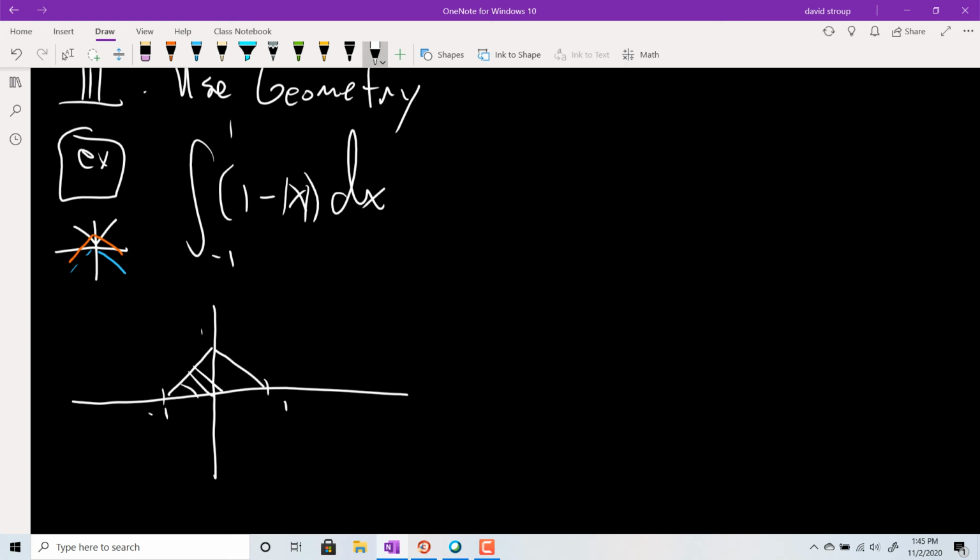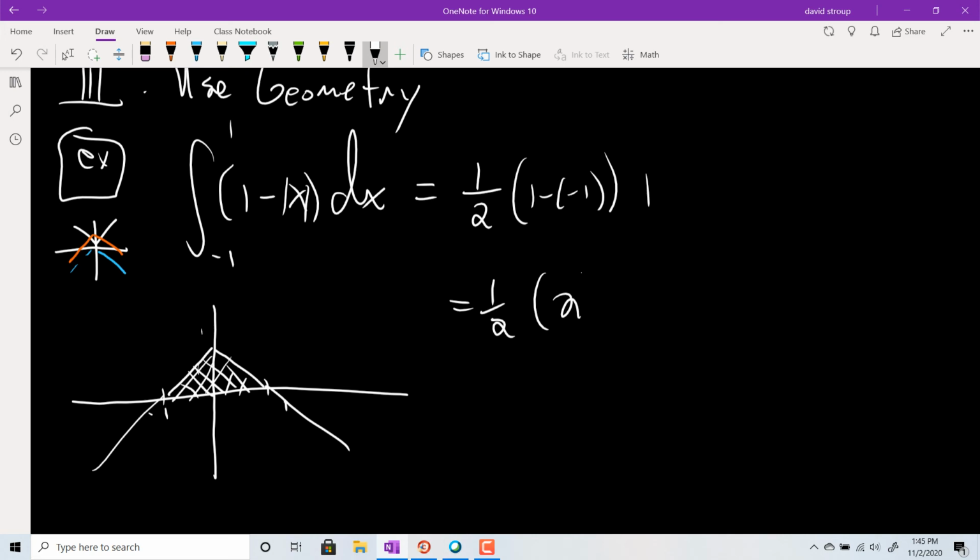We want to find the area underneath it from -1 to 1, so we're just looking for the area of this triangle. That's easy, that's 1/2 base times height. So the base is the length of the base, 1 minus -1, times its height, which is just 1. So 1/2 times 2 times 1, so it's just 1.